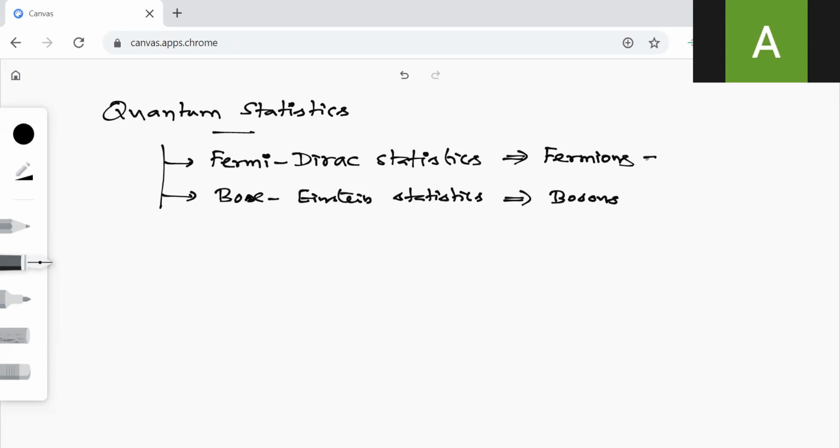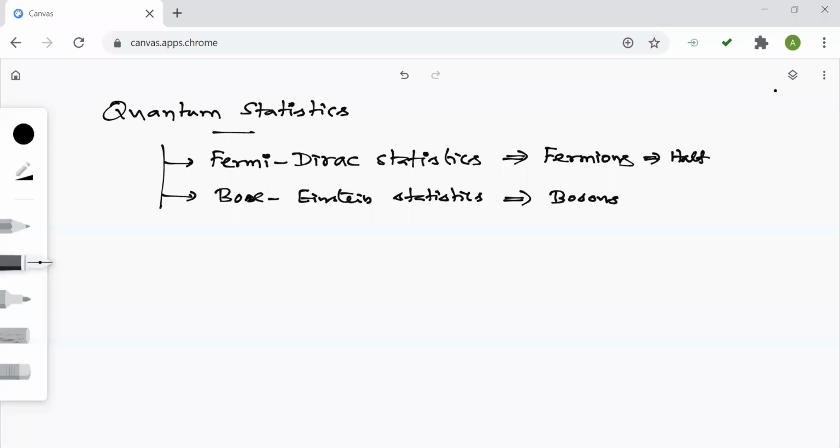What are fermions? Fermions are particles having half integer spin. Half integer spin means, if the spin of the particle is 1/2, 3/2, 5/2, etc., those particles are called fermions. For example, electrons, proton, neutron, most of the subatomic particles come under fermions, right?